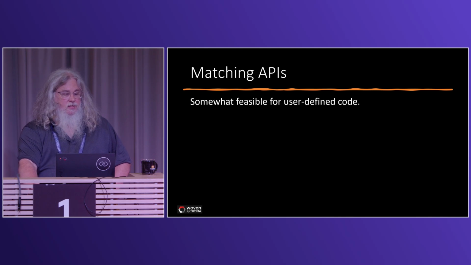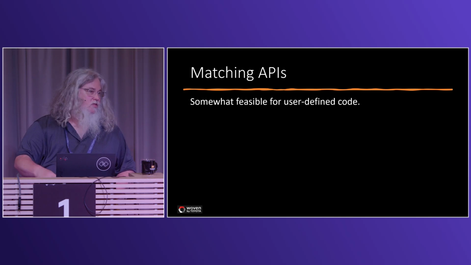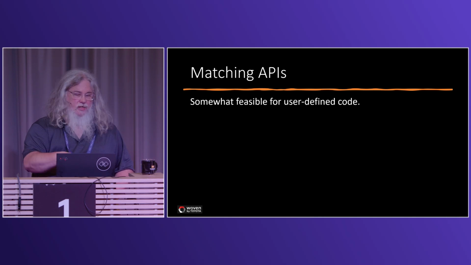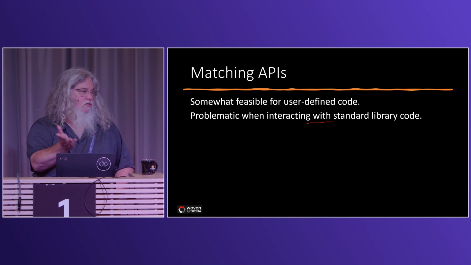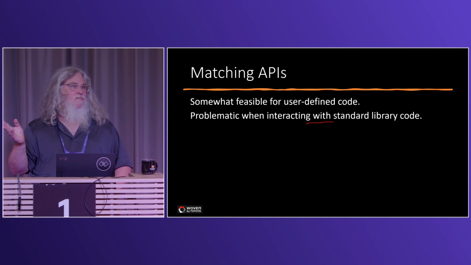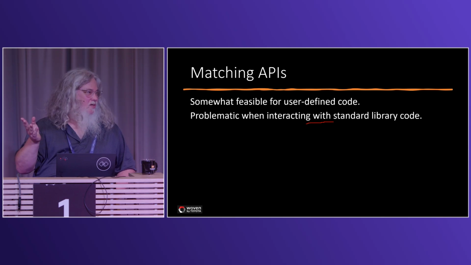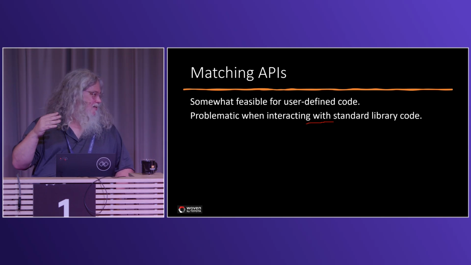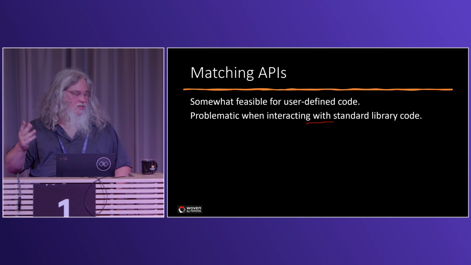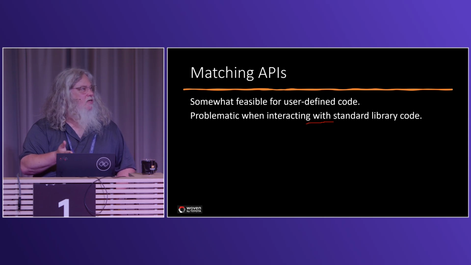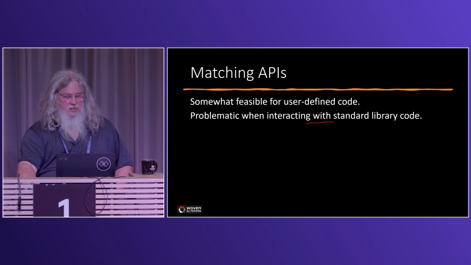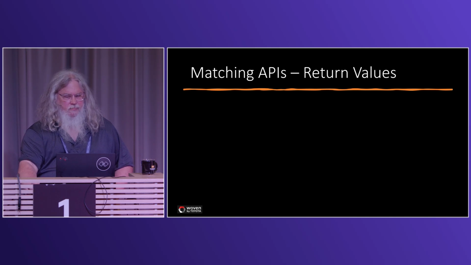So matching APIs is somewhat feasible for user-defined code, right? Your library calls can all take int32_t, and your application code can pass it. It's more problematic, of course, when interacting with standard library code, where they did just the normal thing of using standard types and not this absurd thing of specifying everything using exact-width types, which again would create ABI issues, right, if the types change per platform.